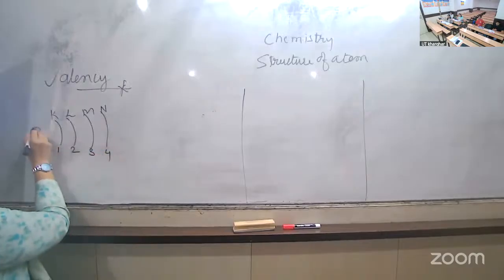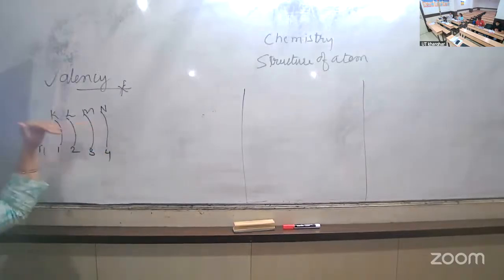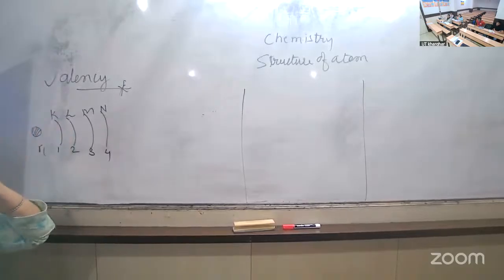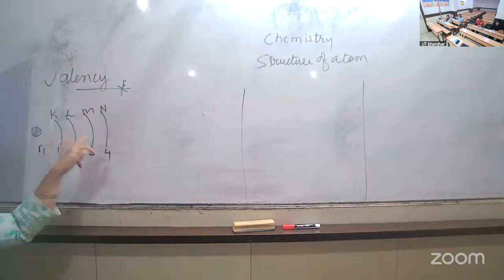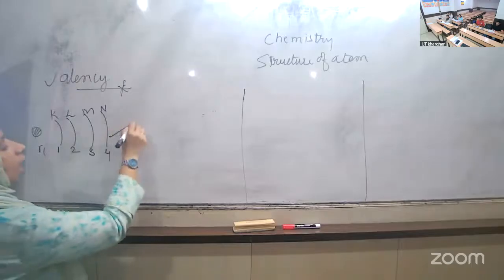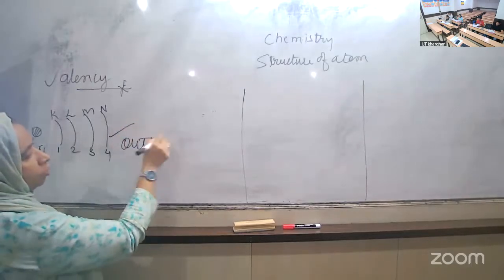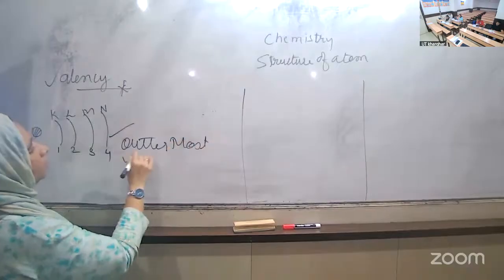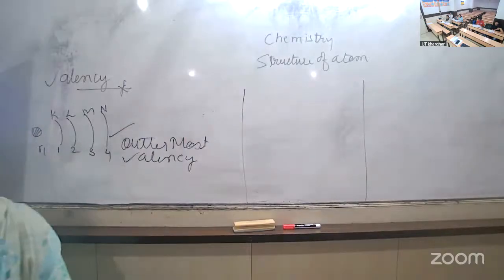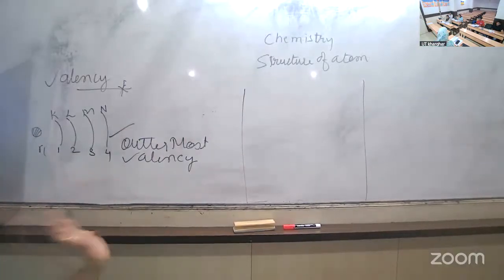Now, if this is our nucleus, I have just taken one section of all this orbital. If this is a nucleus, these are the shells. From the nucleus, which is the valence shell? n is equal to 4, बराबर ना? So it is this one, the outermost shell. Outermost, it is nothing but valence shell. Valency is what? It is the number of electrons present in that particular orbit. Okay. Now, this is our normal definition for valency. हम ऐसे ही define करते हैं.